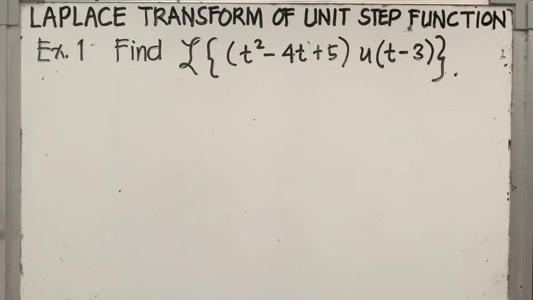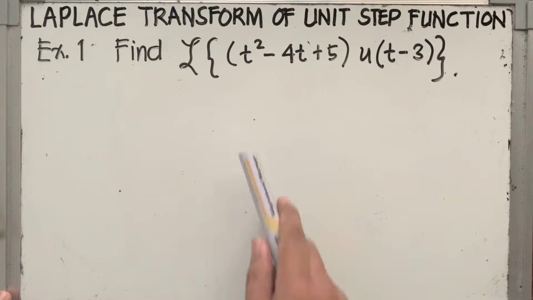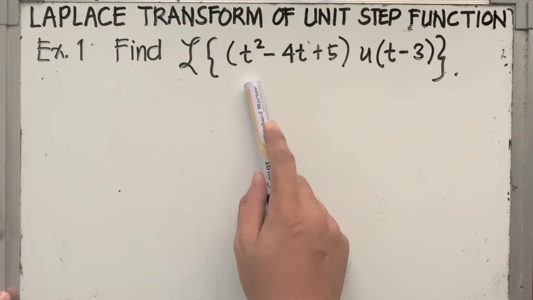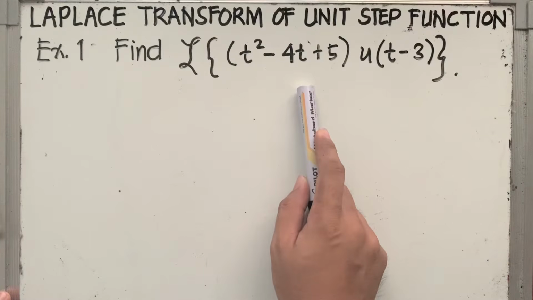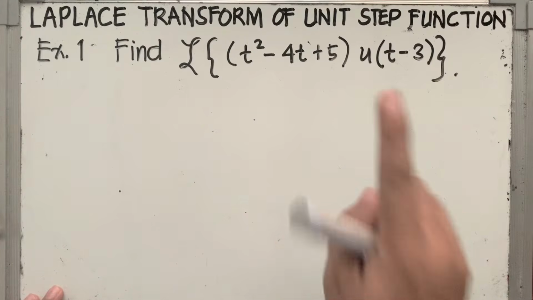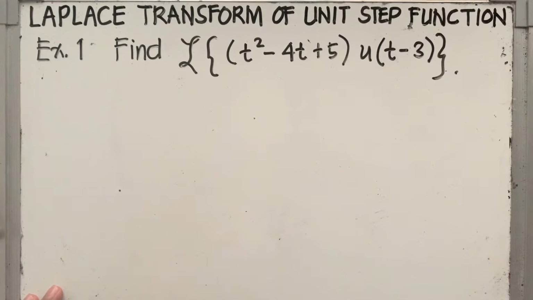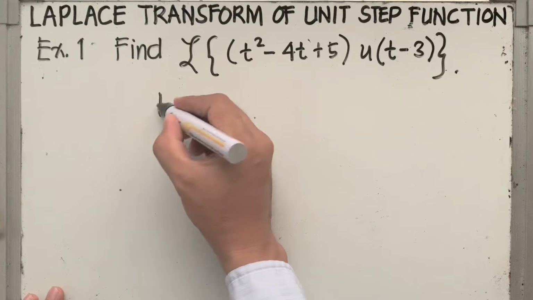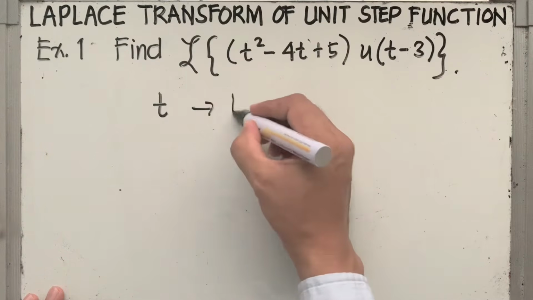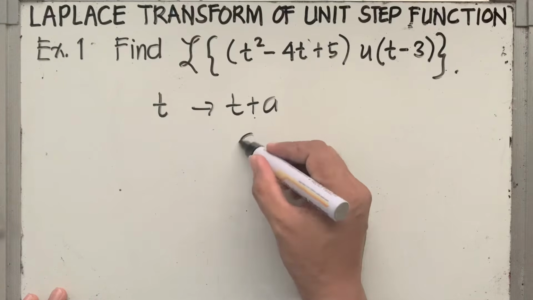Okay, so let's now solve the first example. Find the Laplace transform of t squared minus 4t plus 5 times u of t minus 3. So yung presence ng u of t minus 3 there suggests that this given function is a unit step function. Okay, so ano nga ba yung gagawin natin na step dito? Since unit step siya, we will replace t by t plus a sa function f only.